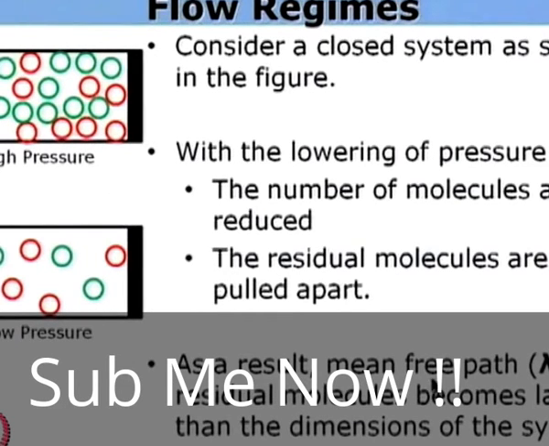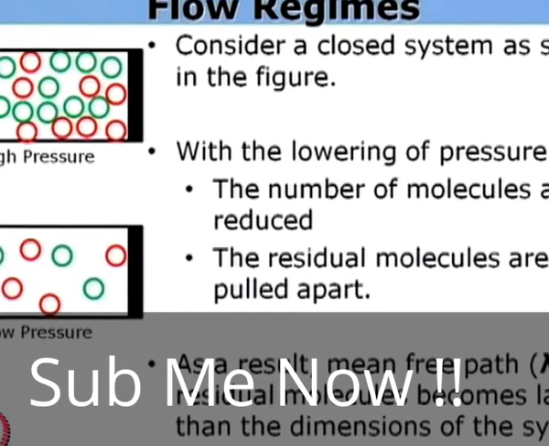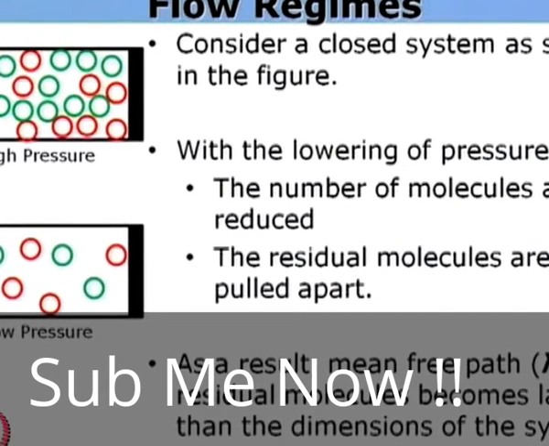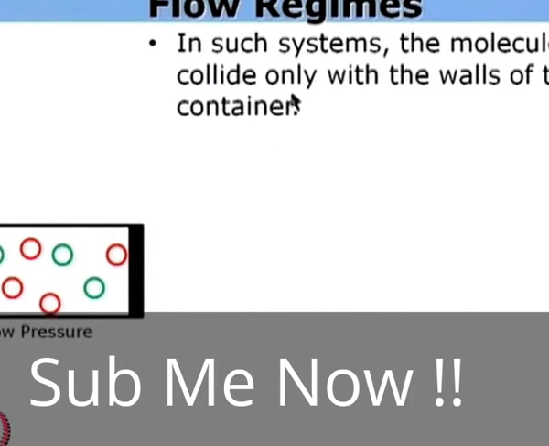As a result, the mean free path of residual molecules becomes larger than the dimension of the system. If a molecule travels over here, it will possibly never collide with any other molecule. In that case, the mean free path may be more than the diameter, which is the characteristic dimension of this enclosure, or it will be comparable to that. In such a system, molecules collide only with the walls of the container, and they will never collide with the molecules themselves.